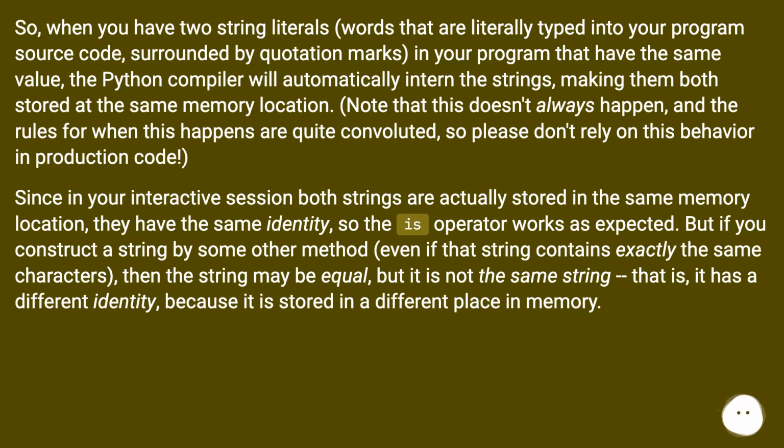Since in your interactive session both strings are actually stored in the same memory location, they have the same identity, so the "is" operator works as expected. But if you construct a string by some other method, even if that string contains exactly the same characters, then the string may be equal, but it is not the same string. That is, it has a different identity, because it is stored in a different place in memory.